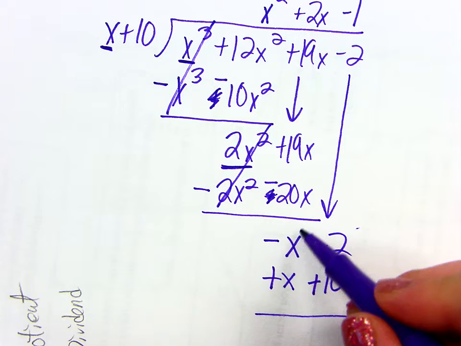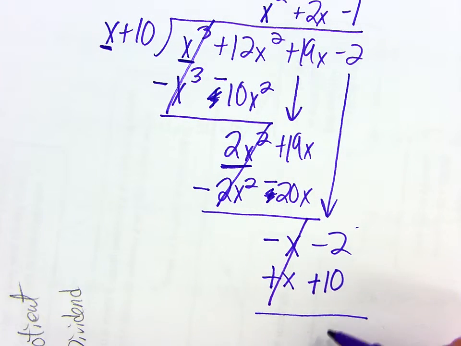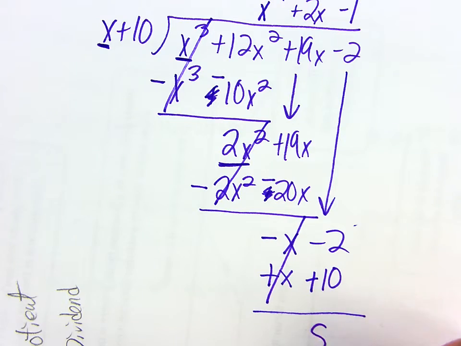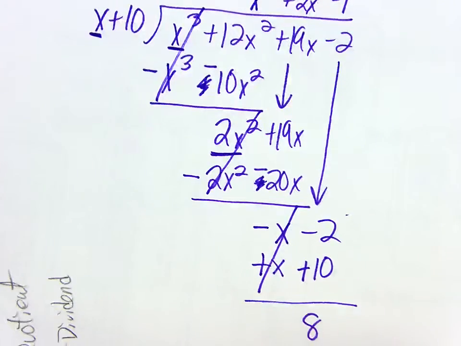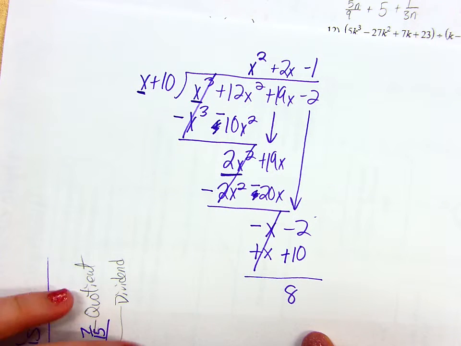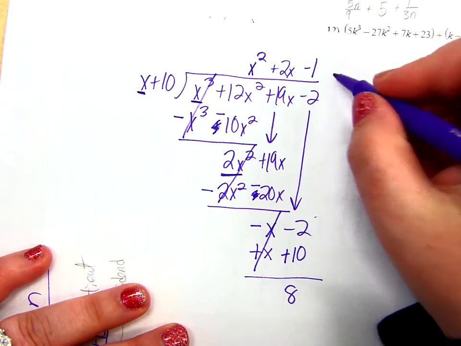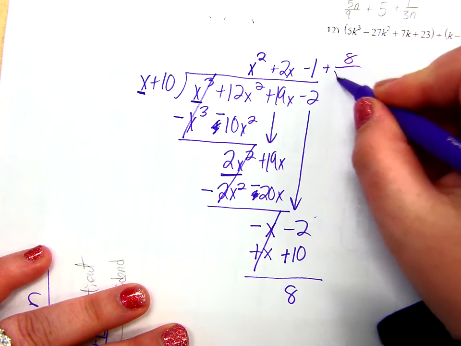And look, that first one still cancels. And then a negative 2 plus 10 is 8. There's nothing left for me to bring down. So that is my remainder. So it would be 8 over x plus 10? That's it. So I write my answer. Because it's a positive 8, I write plus 8 over x plus 10.